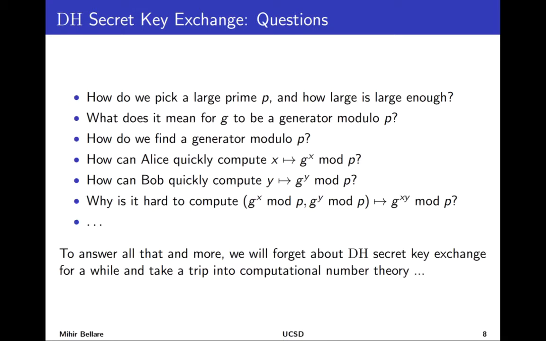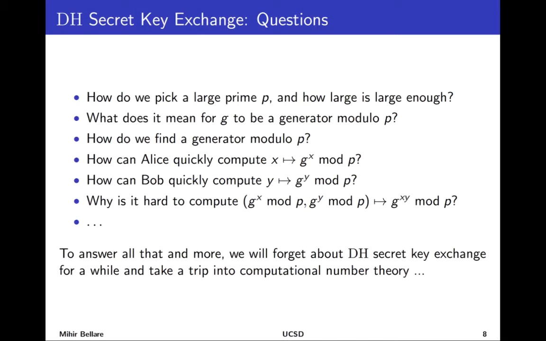How large is large enough? Why are we asking it to be large? What does it mean for g to be a generator modulo p? What's the definition of that? Once we have a definition, how do we find g's that have that property? How do Alice and Bob compute the operations they need in the protocol? Alice is supposed to raise g to the power x and get the result mod p. But both g and p will be very, very big numbers. How do they design algorithms and software that do this in reasonable amounts of time?